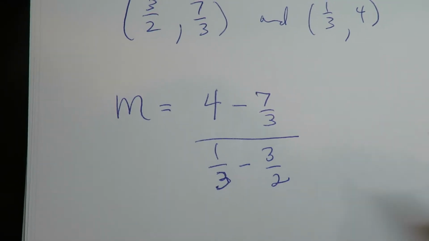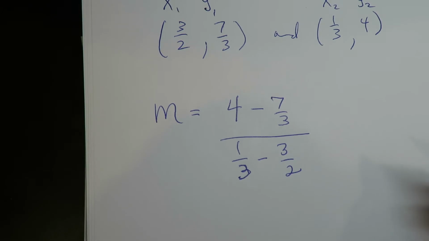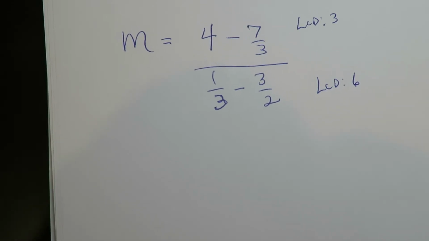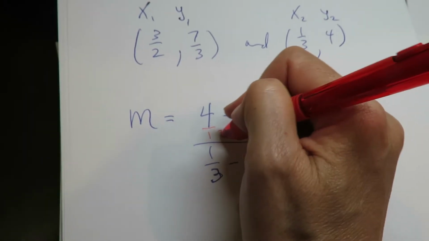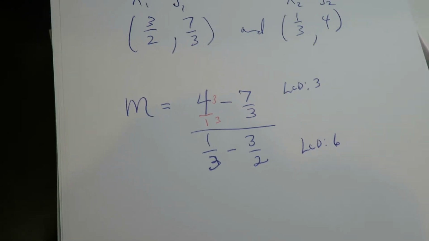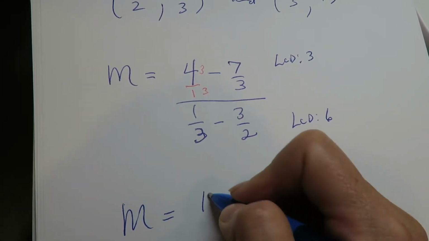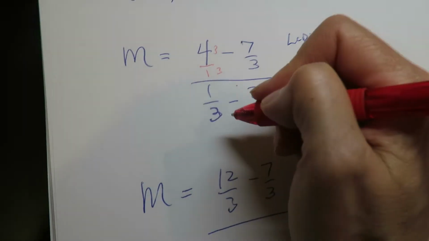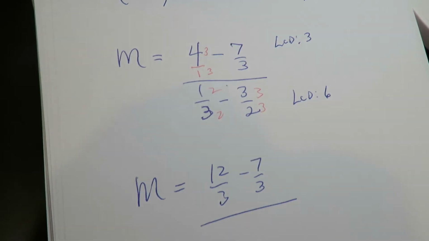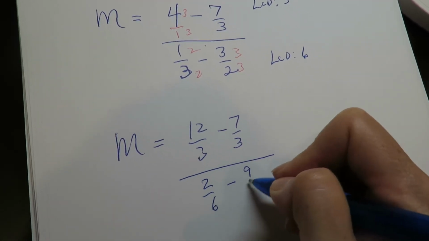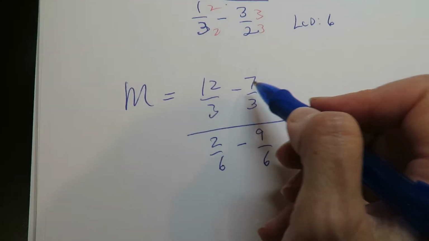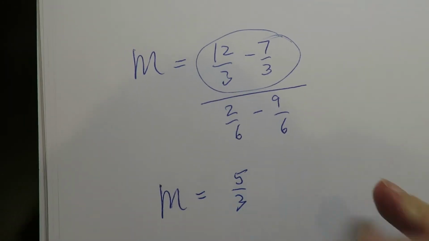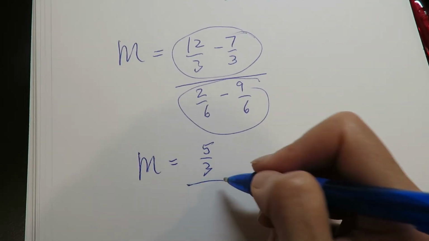minus x1. All right, now since we have fractions, we're going to need to get an LCD. The LCD for the numerator is 3. The LCD for the denominator is 6. So I'm going to have to multiply this guy up and down by 3. And I'm going to have to make these a 6. So 2 on this guy, 3 on that guy. All right, now I can actually combine. So I'm going to combine this, 5 over 3.